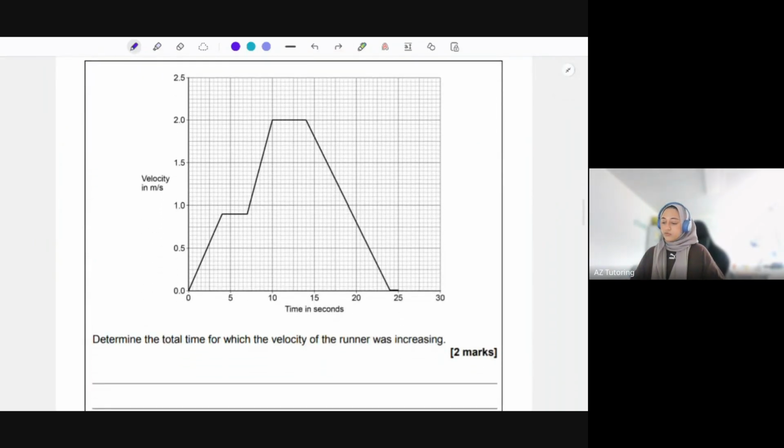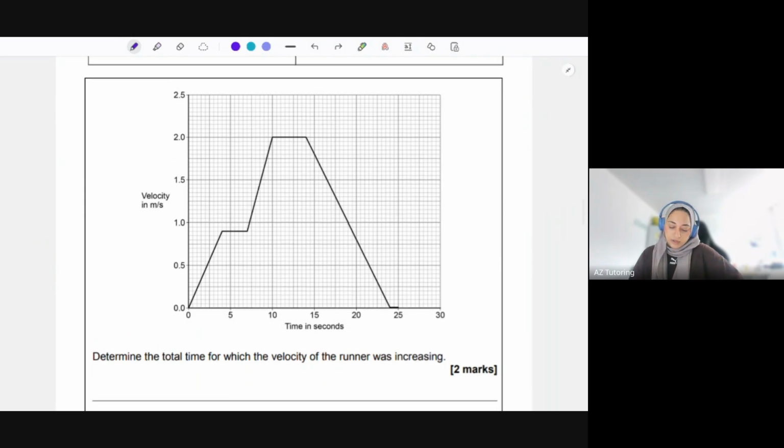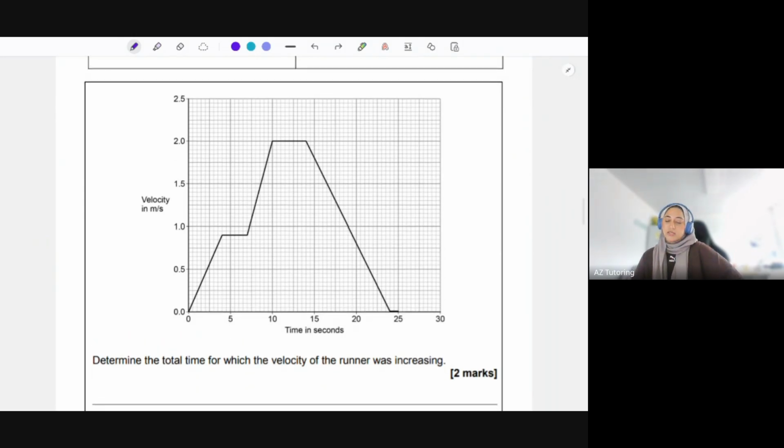So this question here, we've got a velocity time graph. So I've got time on the x-axis, I've got velocity on the y-axis. I know the gradient is the acceleration. I know area under the graph is the distance.